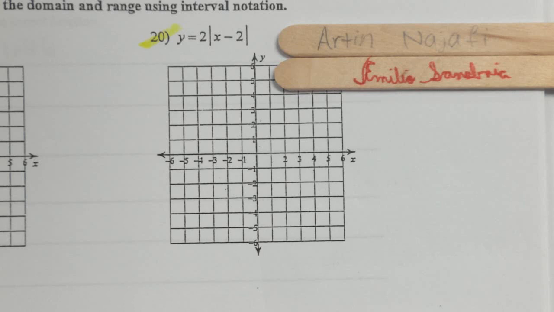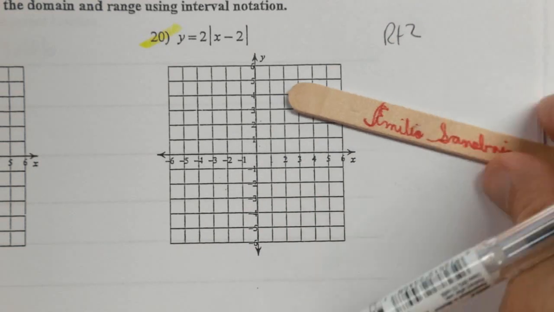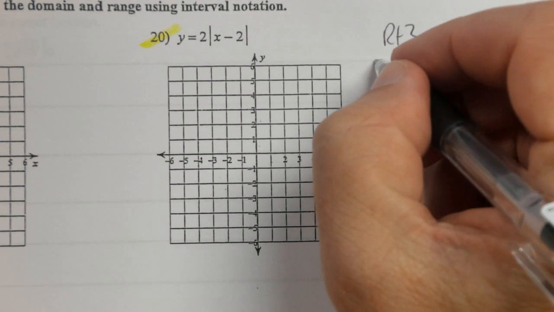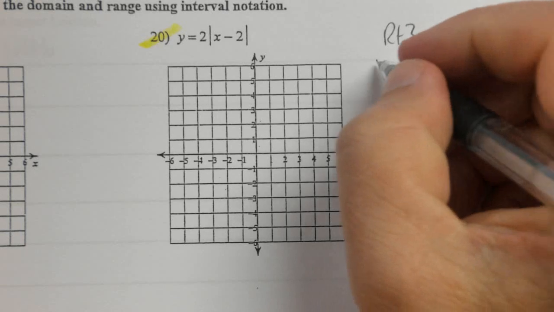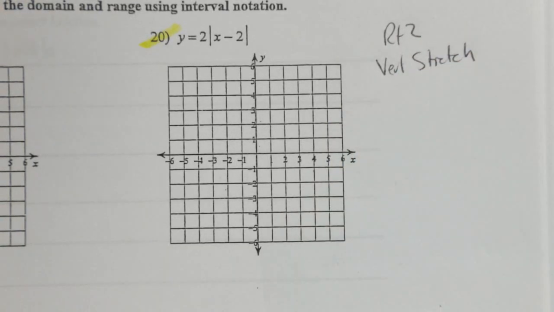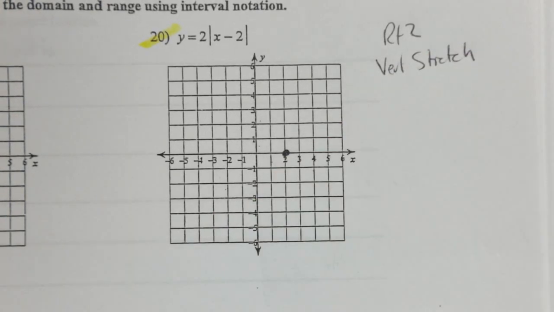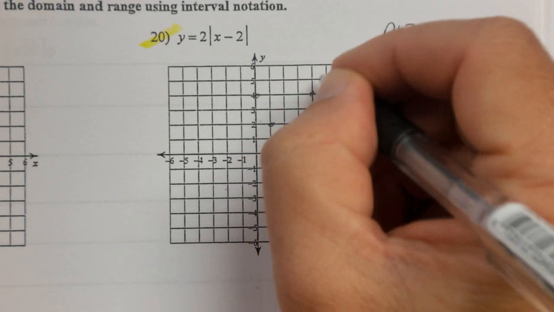So Artine, tell me one of the changes to number 20. Right 2. All right. Emilio, give me the other change. The 2 makes it a stretch, right? It's a stretch. So a vertical stretch. Okay, so I need to go right 2, and then stretch it vertically. That's sort of my new slope, but it's going up. Didn't get flipped, so up 2 over 1.